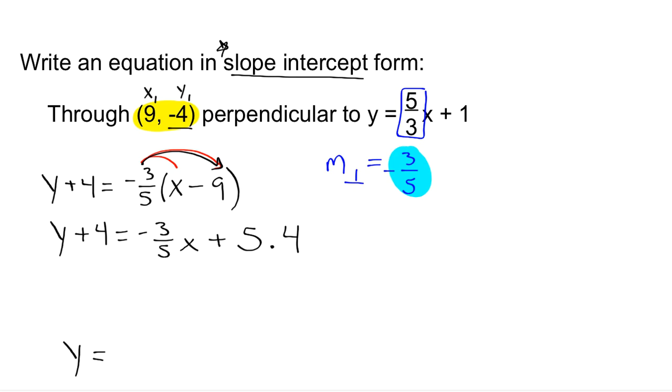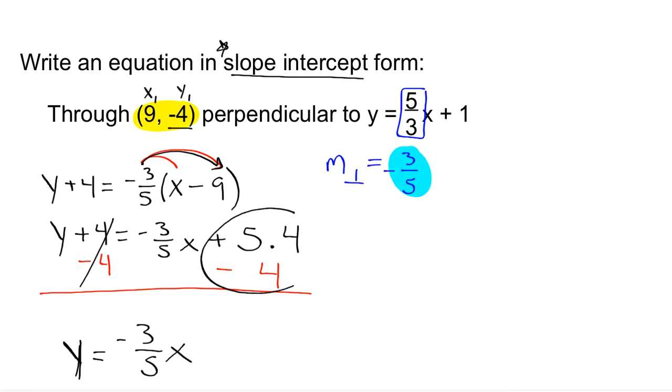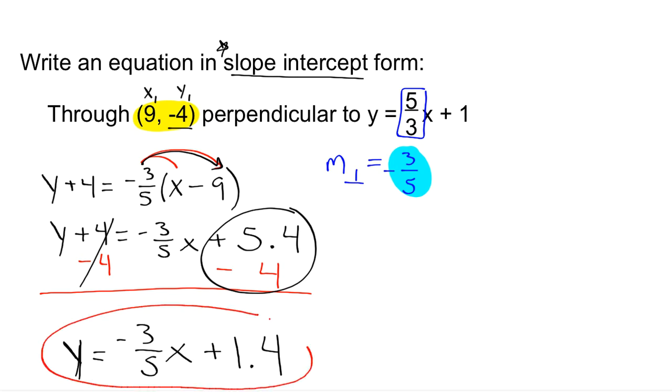I want y by itself, right? So my next step is going to be to subtract 4. What I do to one side, I do to the other. So I get y equals -3/5 x, and clean that up, 5.4 minus 4. And now my equation is in slope-intercept form because I have the y by itself. Perpendicular, I take a look at the slope, still is opposite reciprocal, or I flip the fraction, change the sign.